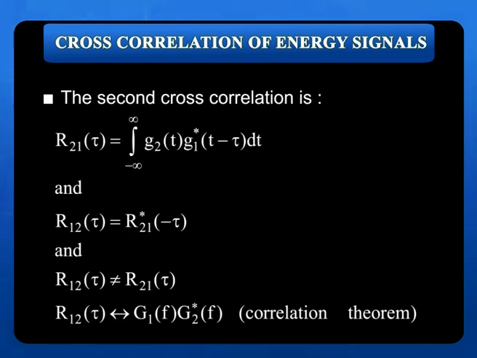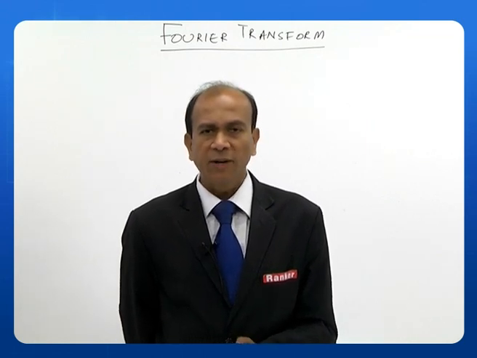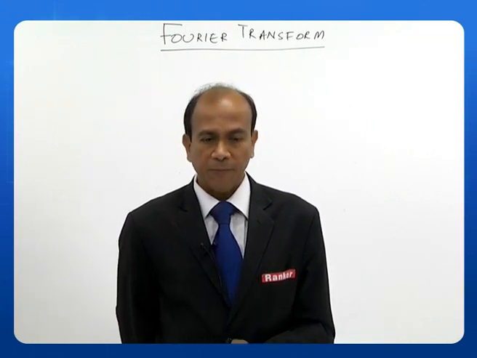Now, when I can have R12, I can also have R21 of tau, isn't it? So, let us see what R21 is. R21 of tau is equal to the integral from minus infinity to plus infinity of g2 of t g1 star of t minus tau dt. R12 of tau is equal to R21 star of minus tau. And generally, R12 of tau is not equal to R21 of tau.